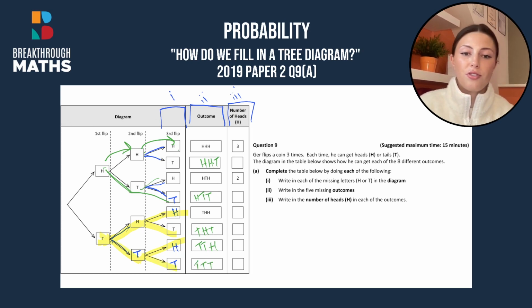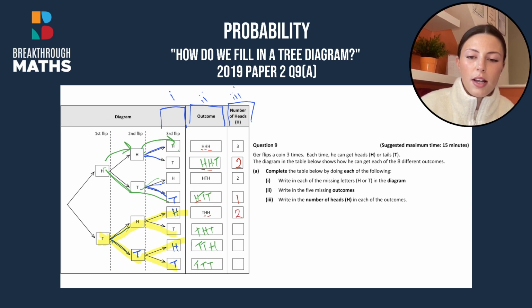So we're on to part 3 now, where we have to write in the number of heads in each of the outcomes. So here there was 3, 1, 2, 3. Here we'll have 2. The next one's filled out. Here we have 1. Here we have 2. Here we have 1. Here we have 1. And here we have 0.